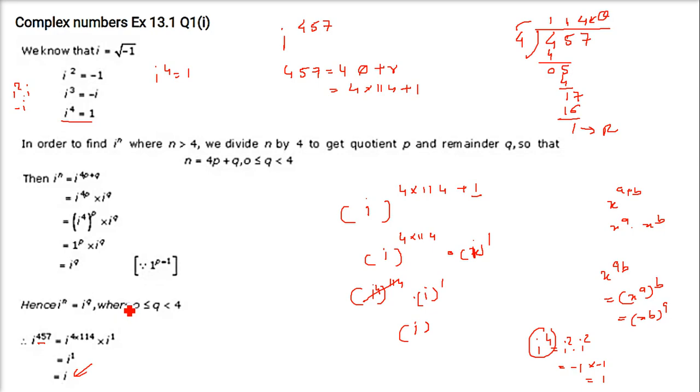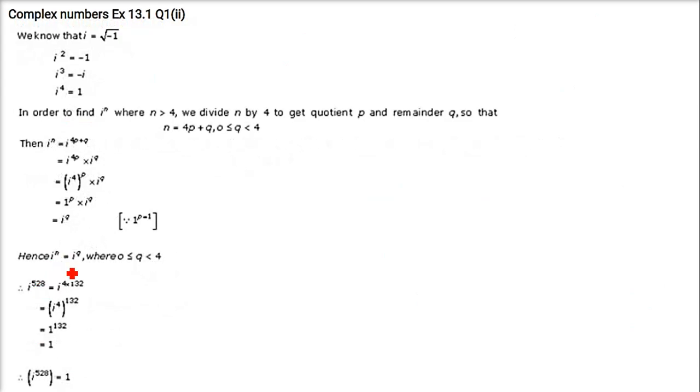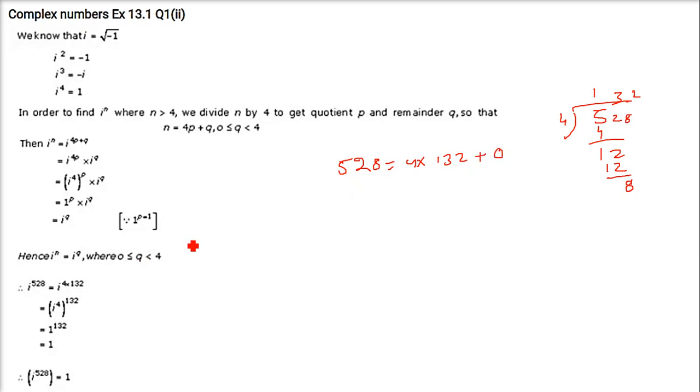So in all the upcoming questions, this is the only logic we are going to use. For example, if we have i to the power 528, 528 can be written as, if you divide it by 4, 4 ones are 4, 4 threes are 12, and then you have 8, 4 twos are 8. So you can write this 528 as 4 into 132, and the remainder is 0. So you can write i to the power 528 as i to the power 4 into 132 plus 0.